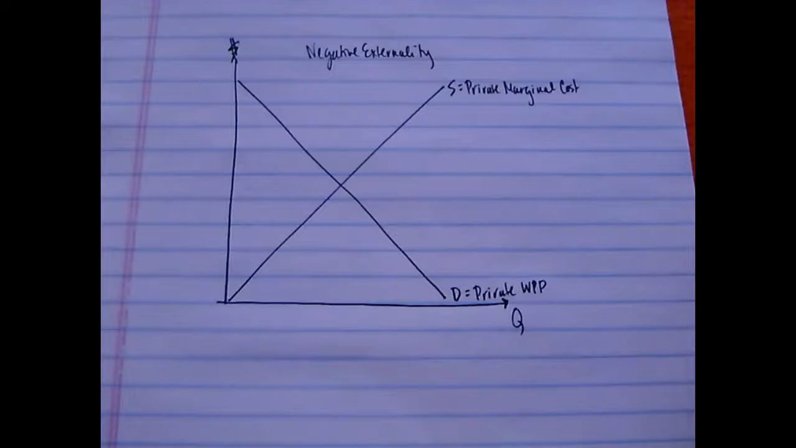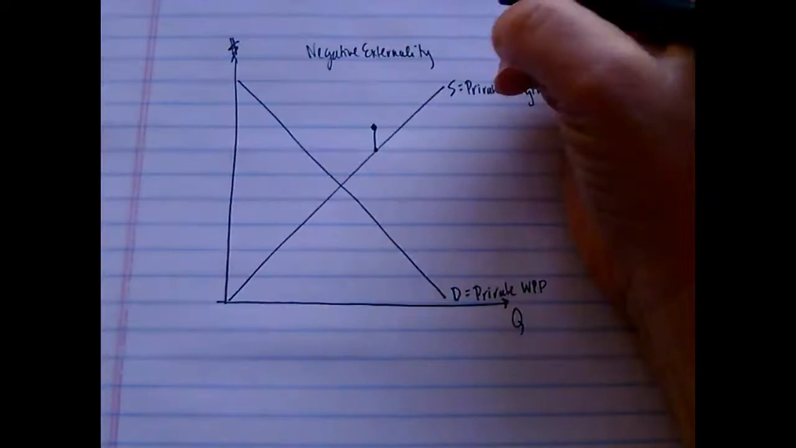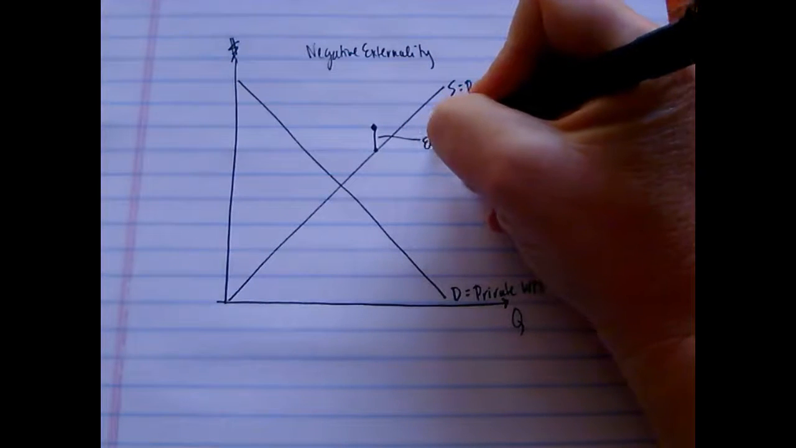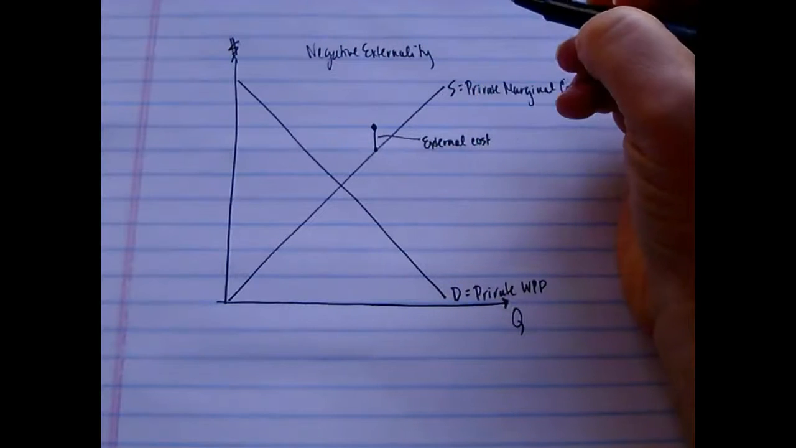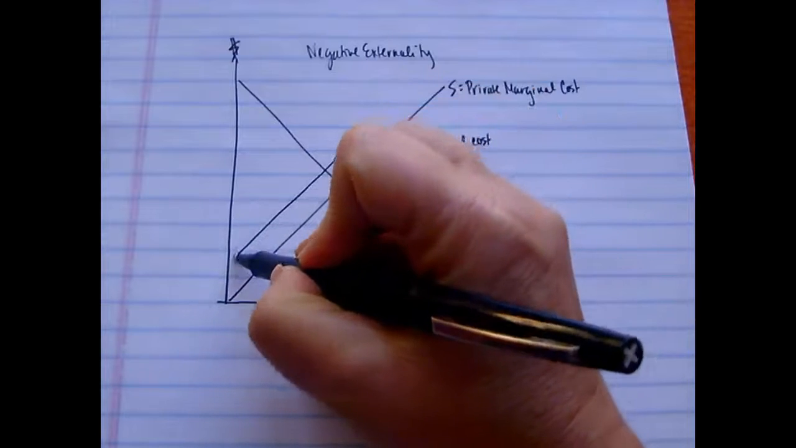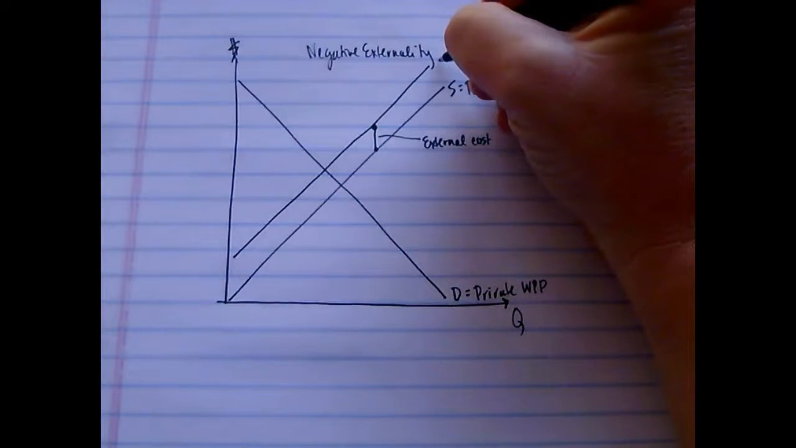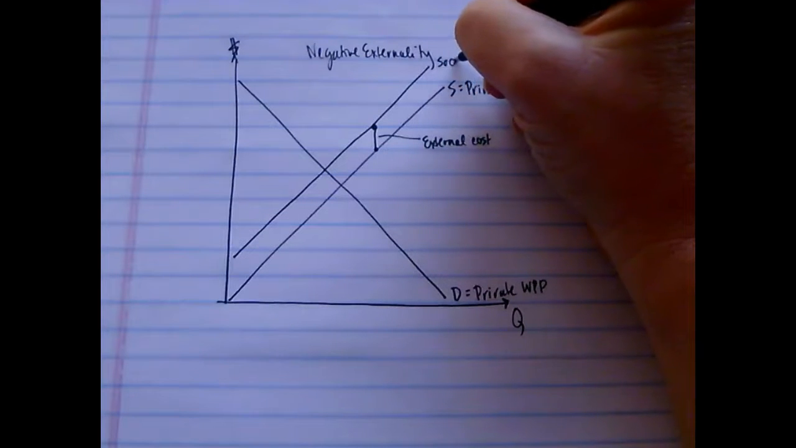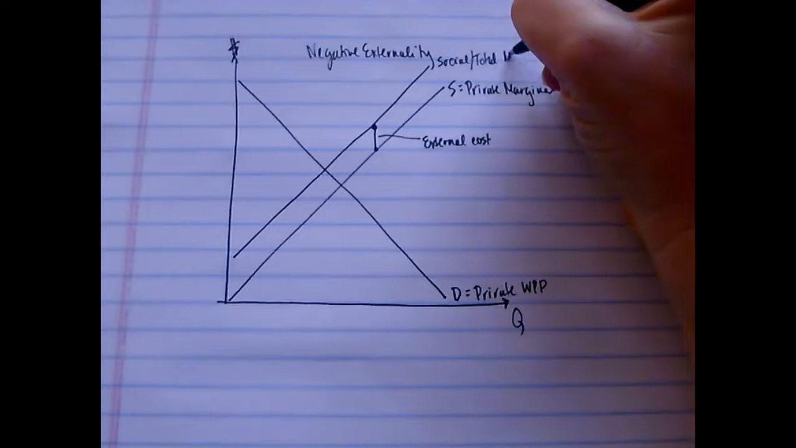And so the way we represent that is that we take that third party external cost and we add it to the private marginal costs. And so I'm just going to add it here. We're assuming in this example that the external cost is constant per unit that is purchased. So what it does is it just shifts up the private marginal cost. And so what we have is a social or total marginal cost curve.